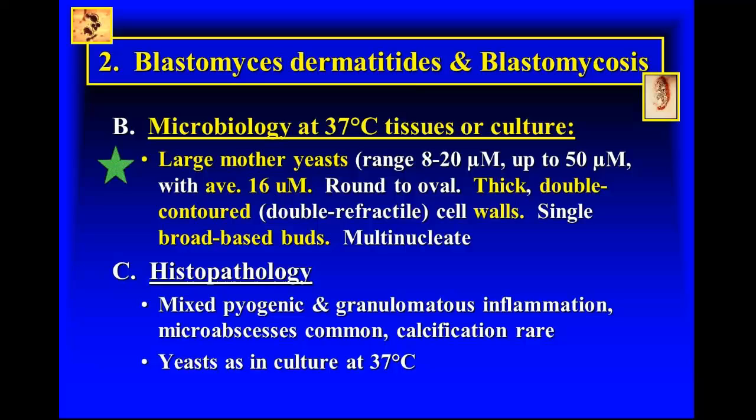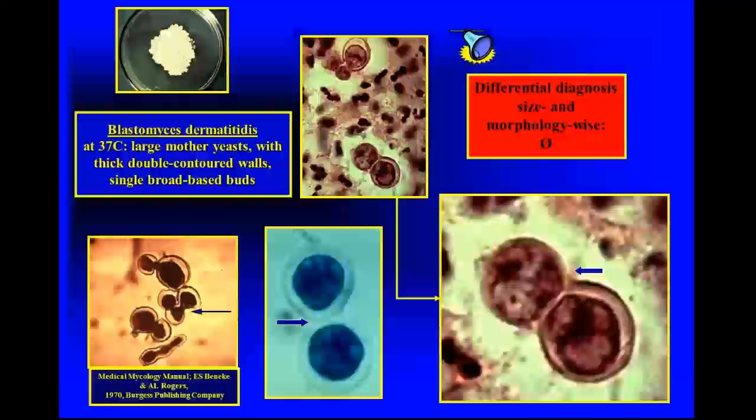Blasto at 37 in tissues, or in culture, because it is thermodimorphic, has the same morphology. Totally different from histo, worth memorizing, pathognomonic, nothing looks like this in infectious diseases. Very large mother yeast. Instead of ranges, which are hard to remember, I'm just going to give you a pearl. I gave you 2 to 5 for histo, I'm going to give you 16 for Blasto. Very large, huge. And it has these thick, what they call double contoured walls, with a very large broad-based bud. There we go. Blasto at 37 in tissue, or growing from the plate also. This very large mother yeast, 16 microns, with a very thick double contoured wall.